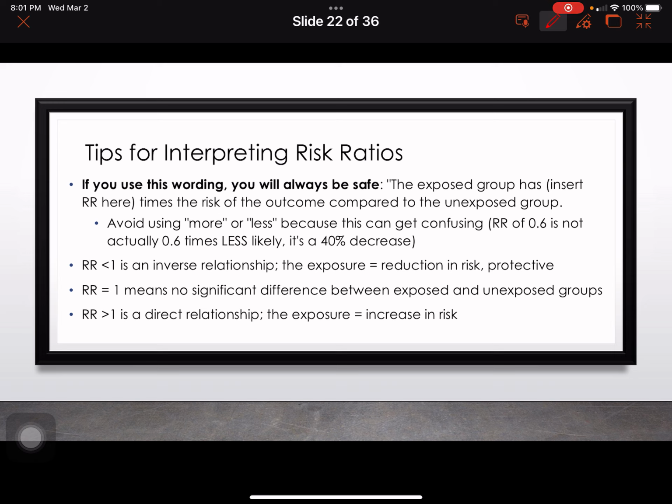A risk ratio of less than 1 is an inverse relationship. This means the exposure reduces the risk of the outcome. A risk ratio of more than 1 is a direct relationship in which the exposure increases the risk of the outcome. A risk ratio of 1 or very close to 1 would mean there's no significant relationship between the two.